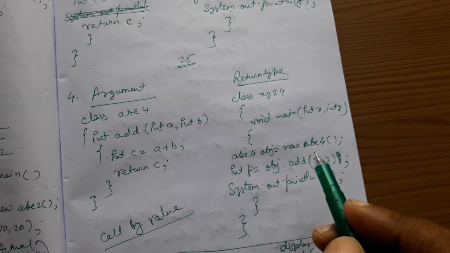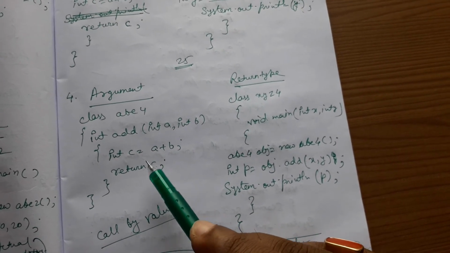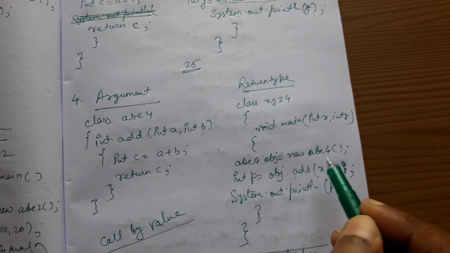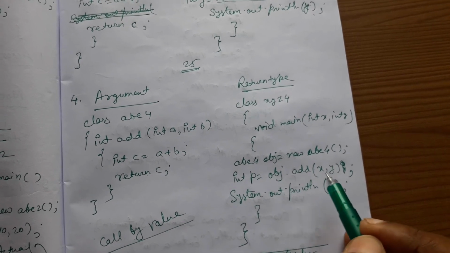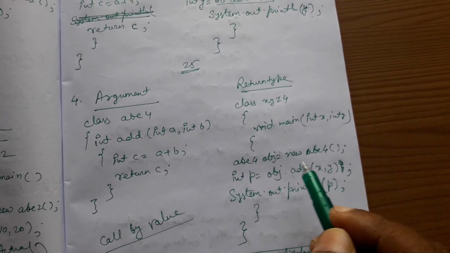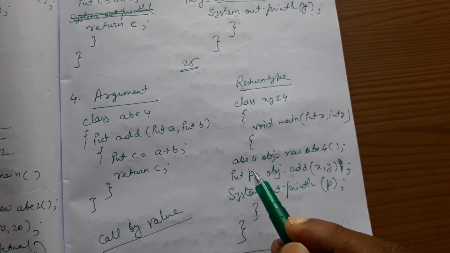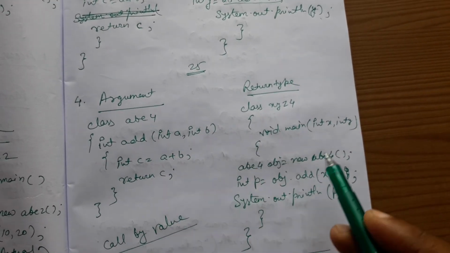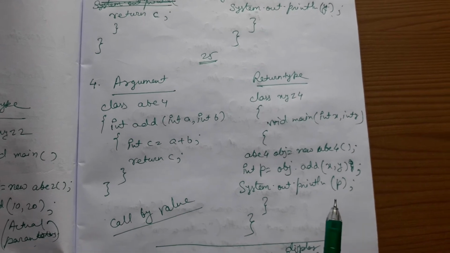Suppose for example X is 10 and Y is 20. Then what will happen? It will return what value? It will return 30. Where will it store? In obj.add. Now the value of obj.add(x, y) is 30, suppose. Then this 30 value we will store in P and we will print the value P. That is called argument and return type. And this type of programming is called call by value programming.